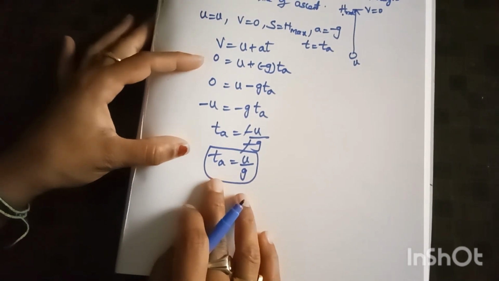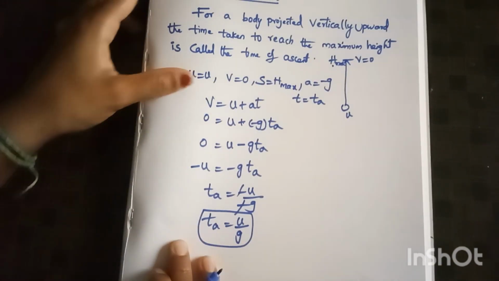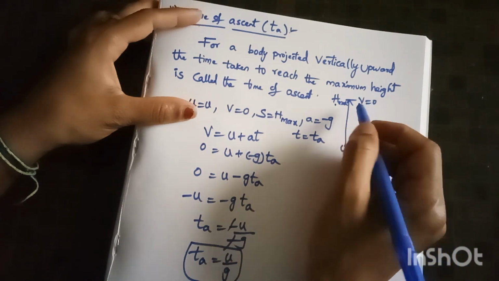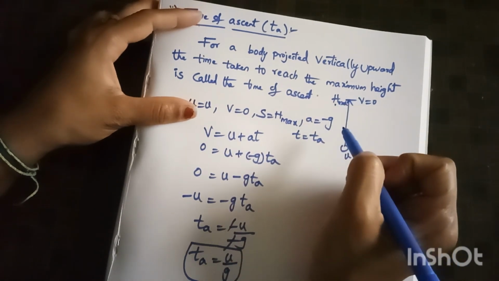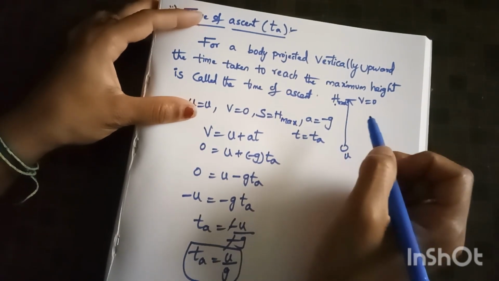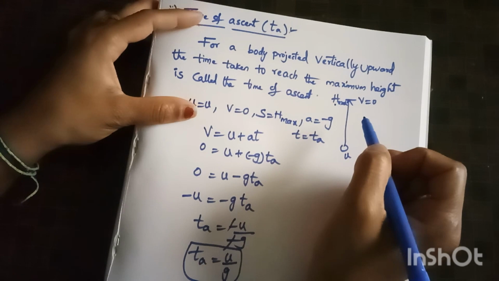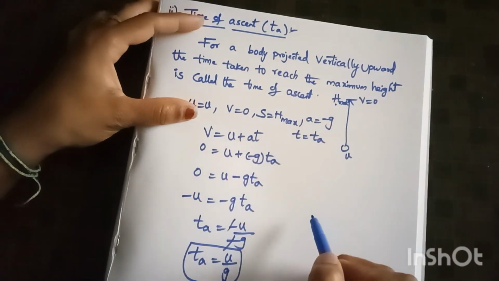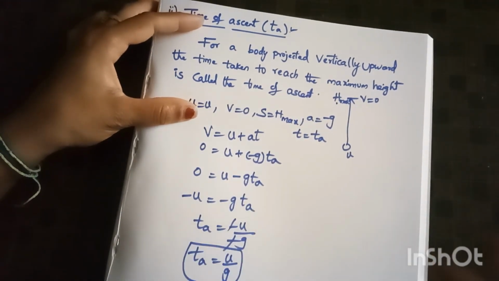Now we are going to discuss time of descent. I said that for time of ascent, an object is projected vertically upward, and the time taken by the body to reach the maximum height is called time of ascent. What is time of descent? The time taken by the body to reach the ground from the maximum height is called time of descent.